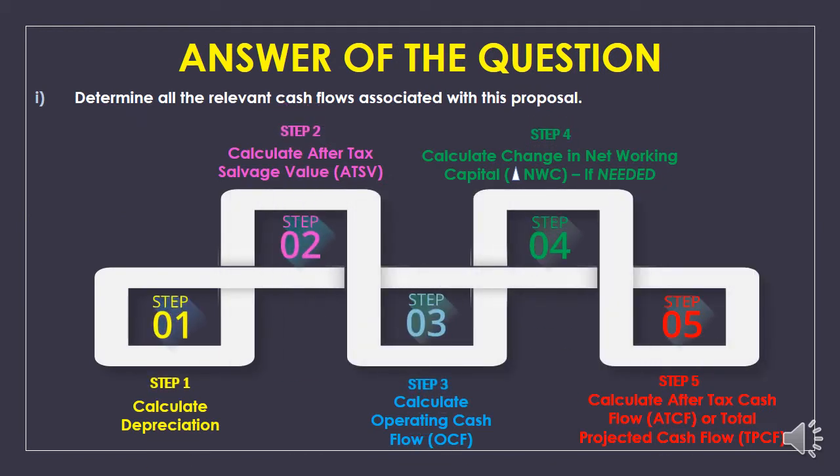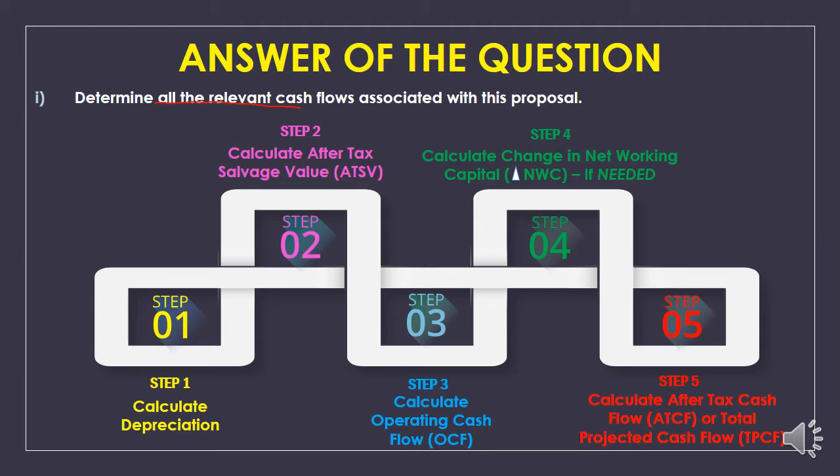To answer the first question, which is to determine all the relevant cash flows associated with this proposal, we need to calculate several items before we can start constructing the after-tax cash flow or total projected cash flow. Determining all the relevant cash flows here means calculating the after-tax cash flow available for the project.